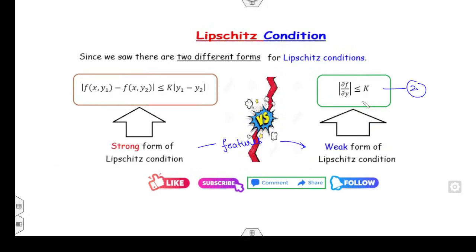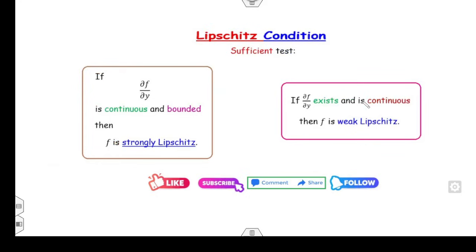Now, the second way, the sufficient test for the Lipschitz condition, is if you prove that del f upon del y is continuous and bounded. How can you prove it is bounded? That is, mod of del f by del y is less than or equal to a finite number. Make sure students these are continuity and boundedness of del f by del y, not of f. One more remark I am giving now.